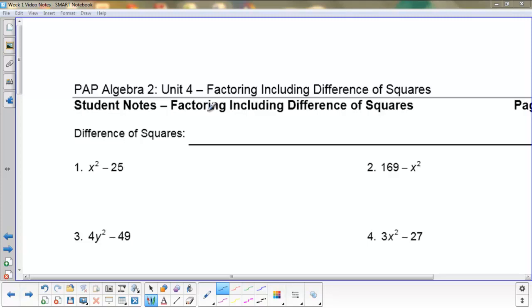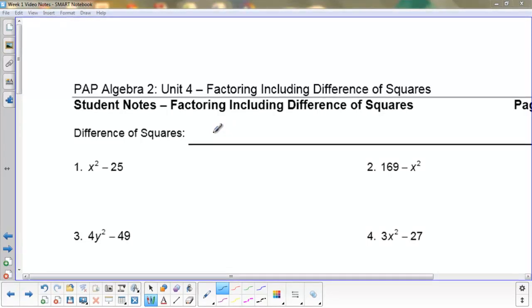The other thing we're going to look at today are the difference of squares and perfect square trinomials. So we're going to go ahead and start with the difference of squares. The difference of squares is a factoring shortcut that we're going to use quite a bit this year. So you want to really understand how this one affects binomials by looking at what it actually looks like.